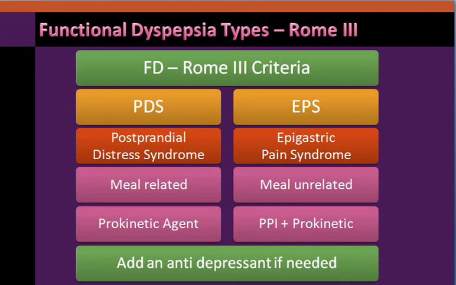So, with this we have completed the functional dyspepsia part of the CME. In the next slides we will be seeing the irritable bowel syndrome. What is IBS? What are the types? How to treat will be the part that we will be seeing in the subsequent slides.